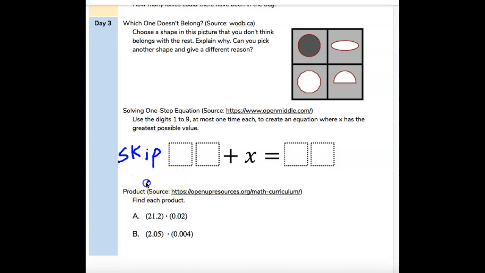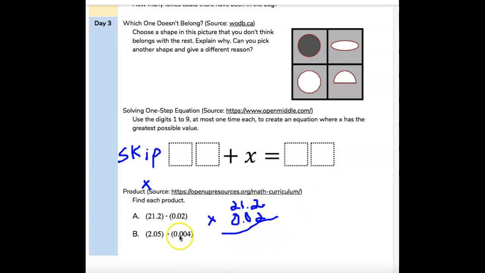Product means multiply. So these are multiplication problems. So you're going to write this out. 21.2 times 0.02. Oh, I'm sorry, that's not very neat, is it? All right, and then you're just going to multiply the 2 like that, and then you're going to multiply the zeros. And just remember that when you count the decimals, it's 1, 2, 3 decimal points. So you come down here, 1, 2, 3 decimal points, okay?